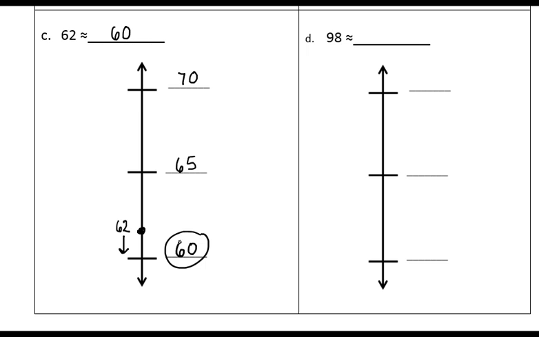Now I have 98. When I'm counting by tens, 98 would fall between 90 and 100, because 10 more after 90 would give me 100. The midpoint between 90 and 100 is 95. Now let's place 98 on the number line. That would fall roughly about here. Since 98 is above the midpoint, we would round 98 up. And 98 rounded to the nearest 10 is 100.